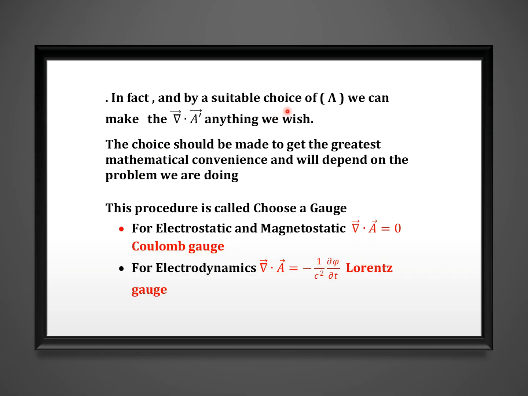In fact, by suitable choice of lambda, we can make the divergence of A prime anything we wish. The choice should be made for the greatest mathematical convenience and will depend on the problem we are doing. This procedure is called choosing a gauge. For electrostatics and magnetostatics, we choose the Coulomb gauge, which is the divergence of A equal to 0. And for electrodynamics, the divergence of A is equal to minus 1 over c squared times d phi over dt, and it is called the Lorentz gauge.